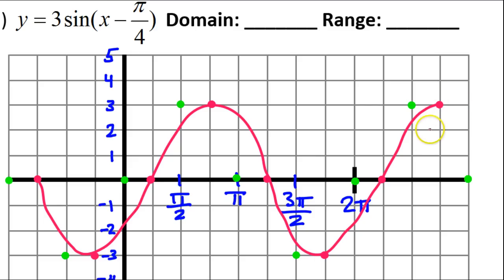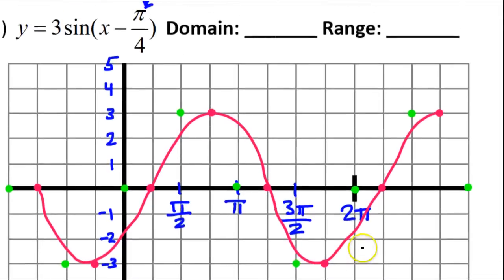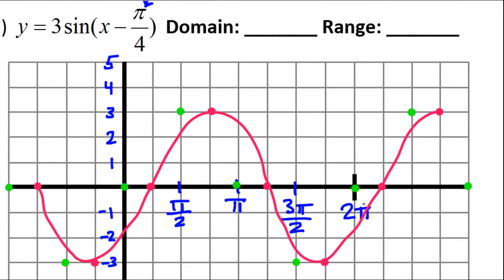Okay, and that's as much as will fit. So let's see, did I fill in everything? I guess now I just need the domain and range. The domain again is going to be negative infinity to positive infinity. The range from bottom to top, it goes from negative 3 to positive 3.